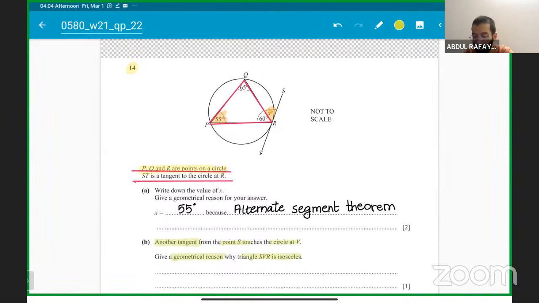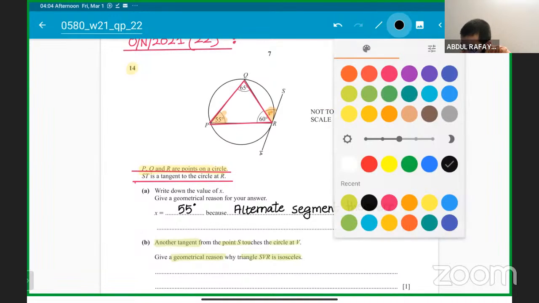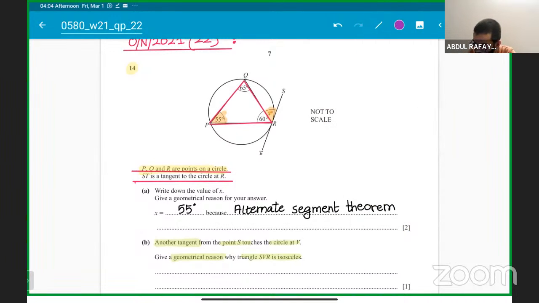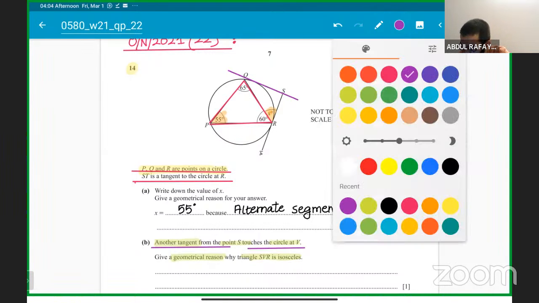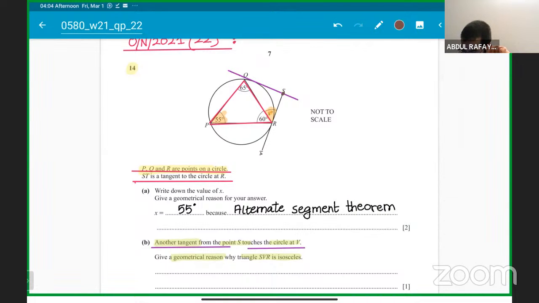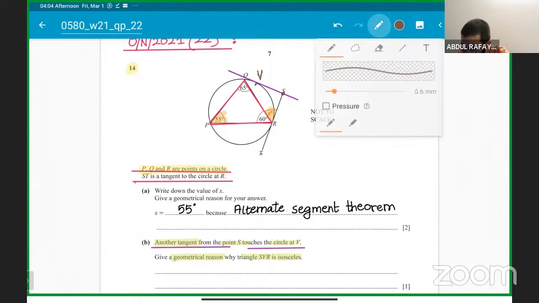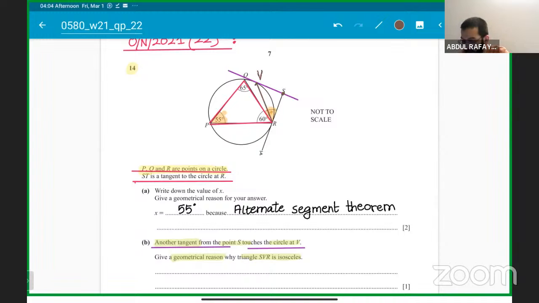Okay, everyone getting it? So let's try to draw that. What they are saying is that there is another tangent being formed, touching the circle at V from the point S. So let's say it can be like this. The point S will be lying on it, and it's making a tangent here as well. So this is the point V. Triangle SVR is isosceles. You have to explain why and how it is possible that triangle SVR is isosceles.